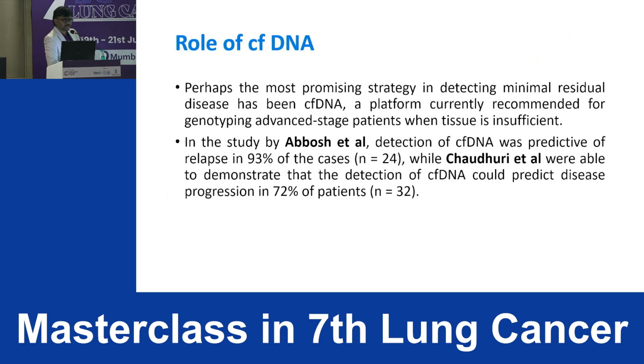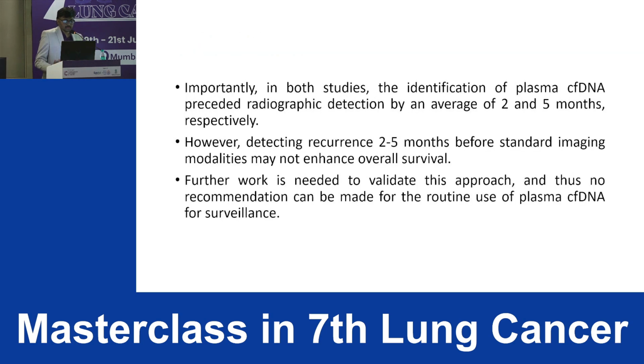Next is cfDNA, which is presently the most promising strategy in detecting MRD, and a platform currently recommended for genotyping in advanced stage disease. There are two studies, Abbosh et al. and Chaudhuri et al., which demonstrated that detection of cfDNA could predict disease progression in 72% of patients, but these are very small studies with very limited samples. In both studies, identification of plasma cfDNA preceded radiological diagnosis by just 2 to 5 months, so it is not reflecting survival. Detecting recurrence 2 to 5 months before imaging may not enhance survival, which is our primary endpoint, so it is not much beneficial. Until further studies are available, cfDNA is not recommended as a surveillance marker.